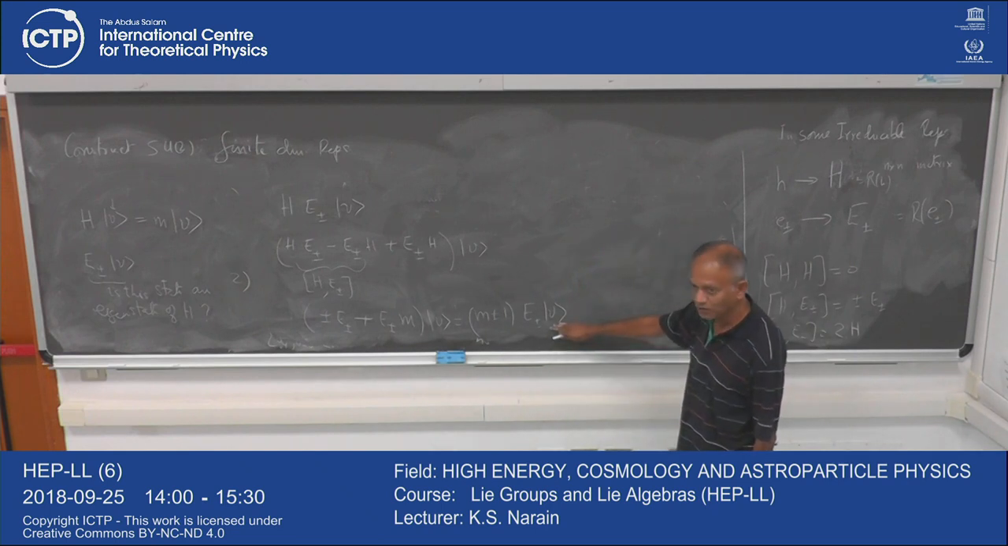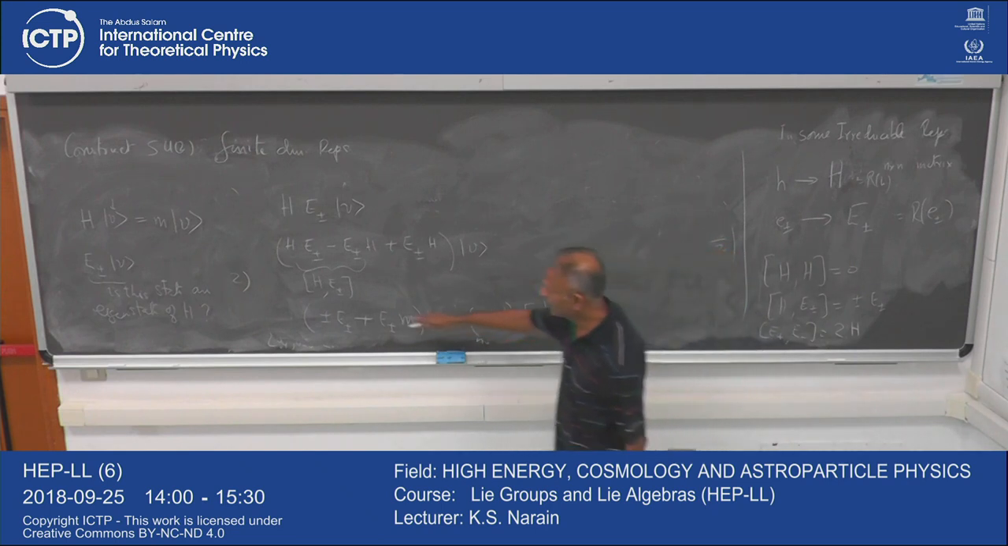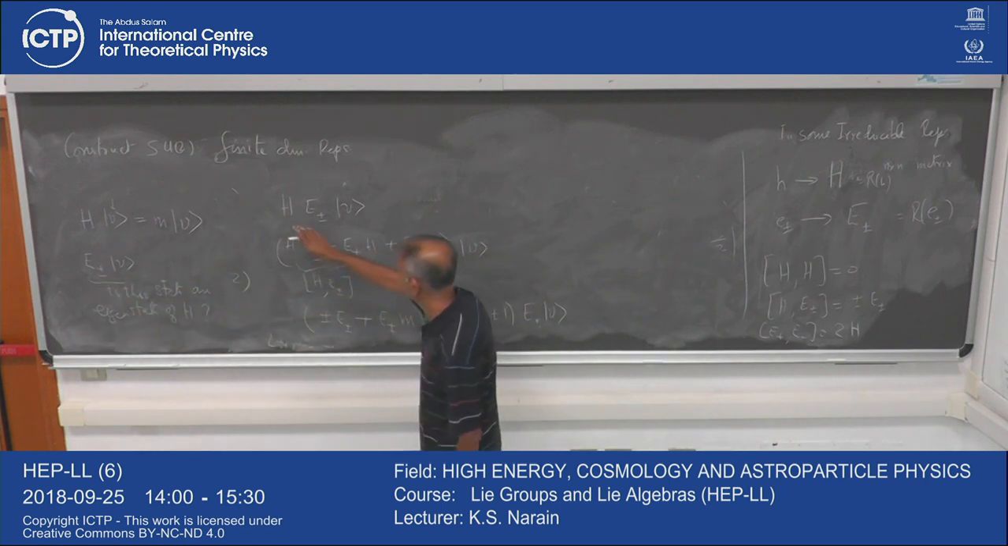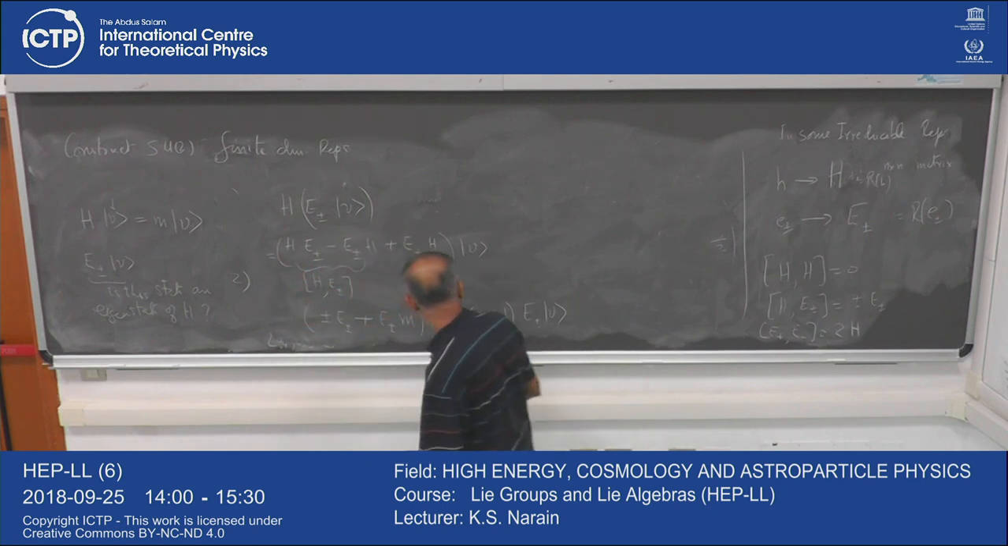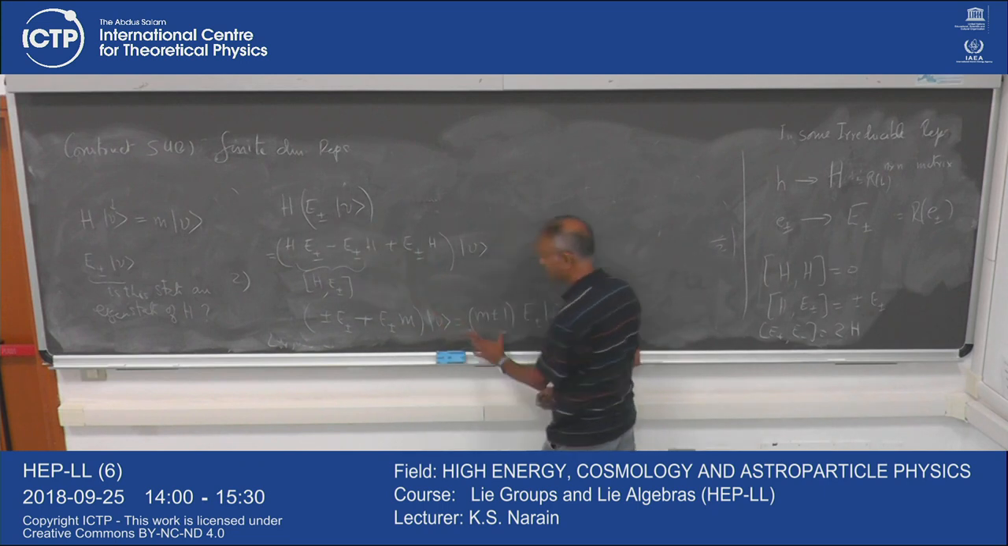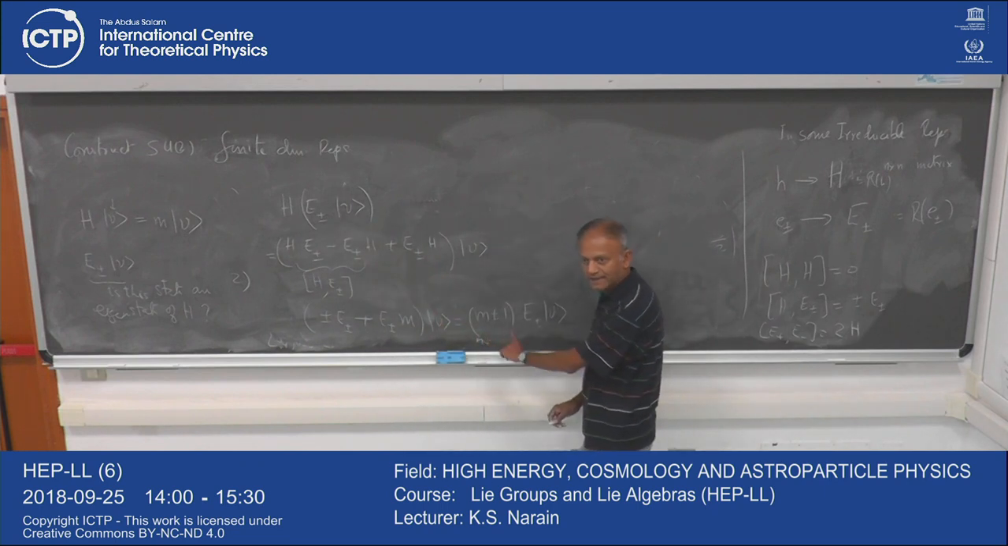So you see, this state is also an eigenstate. That's what we are asking, right? Is this state an eigenstate? So what we see is that H acting on this state, that's what we have been calculating, is equal to the same state, this state, times a number. Okay, so that number will be the eigenvalue of this state. Eigenvalue with respect to H, right, of the state.